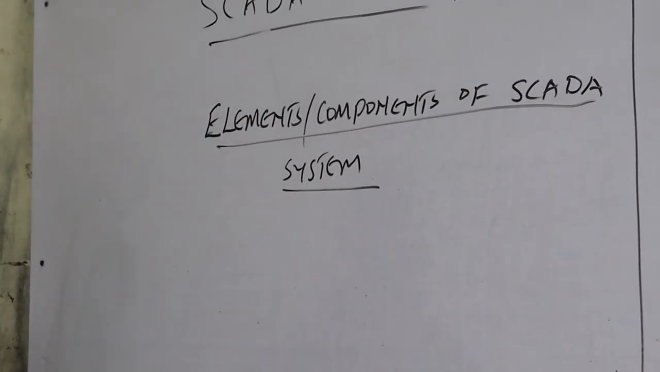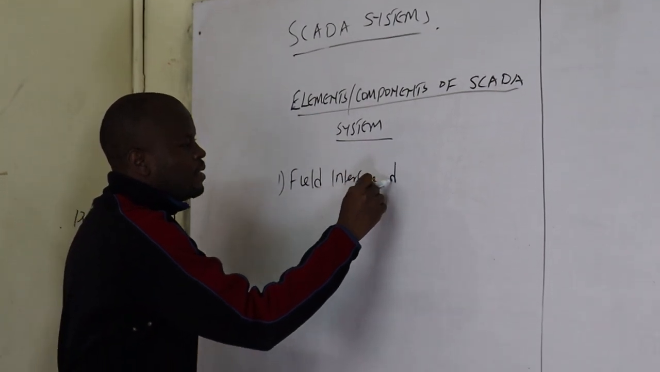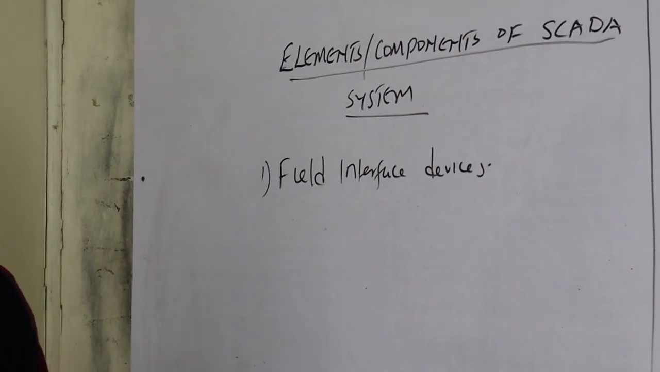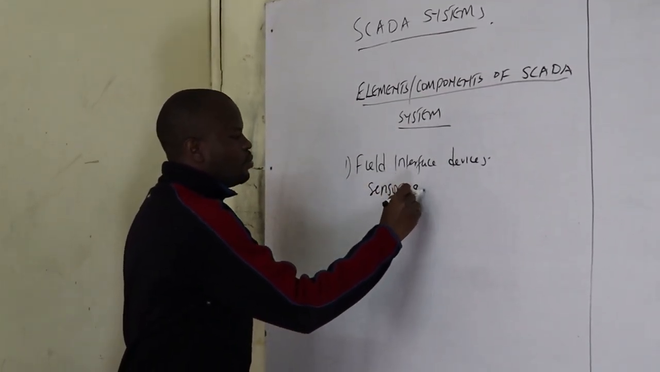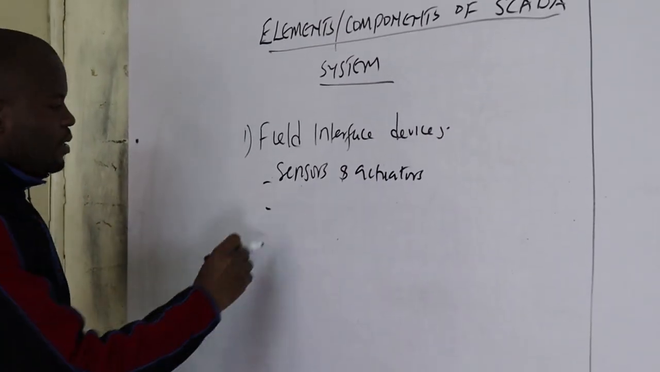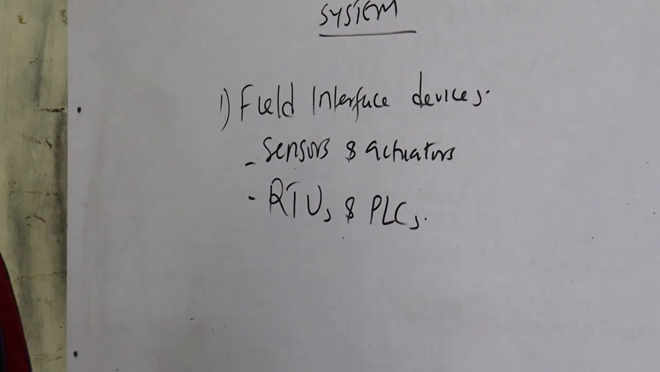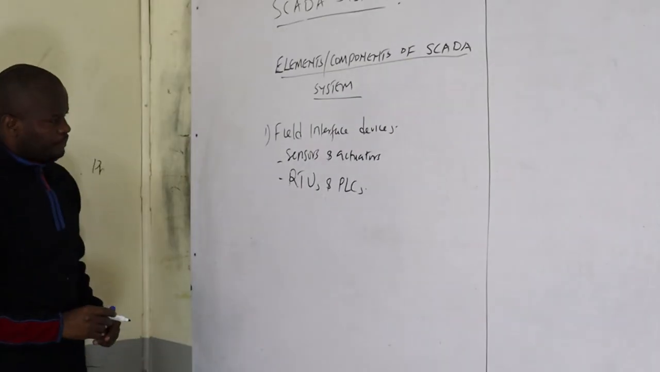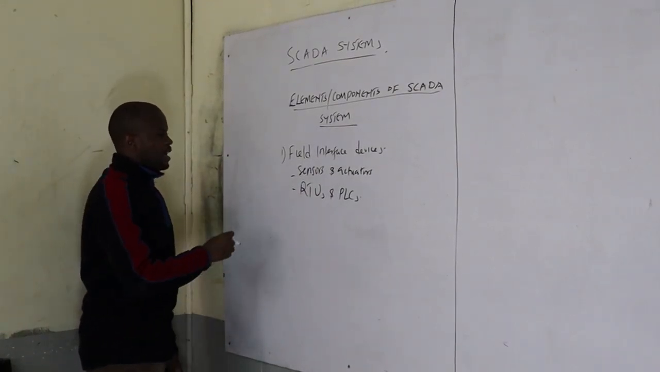One of the systems that we usually have is the field interface devices. When you talk about the field interface devices, we are talking about the sensors and actuators. We can also talk about the RTUs, that is the remote terminal units, and PLCs. These field interface devices are supposed to gather information about the control system that is happening at the remote end.